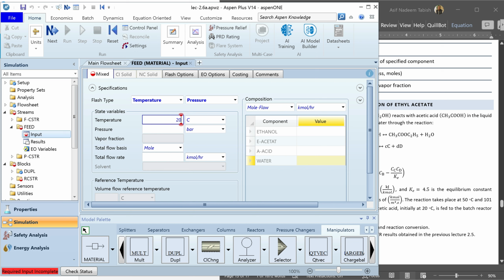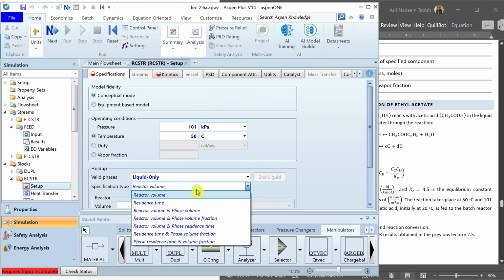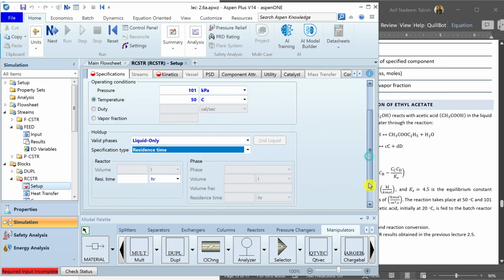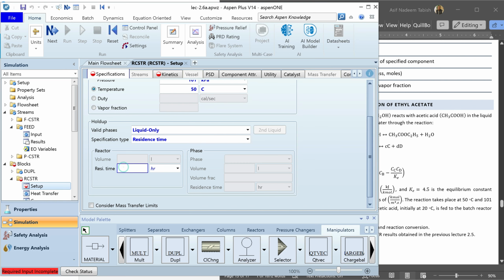Temperature of the feed stream is 20 degrees Celsius, entering at 101 kilopascal pressure at a rate of 100 kilomoles per hour, where ethanol and acetic acid are present in equimolar concentration. Enter the CSTR. Just like the example solved in lecture 2.5, put the pressure as 101 kilopascal. Reaction temperature is 50 degrees Celsius. The holdup phase is liquid. Define residence time instead of reactor volume since it is provided as a 3.18 minute residence time.